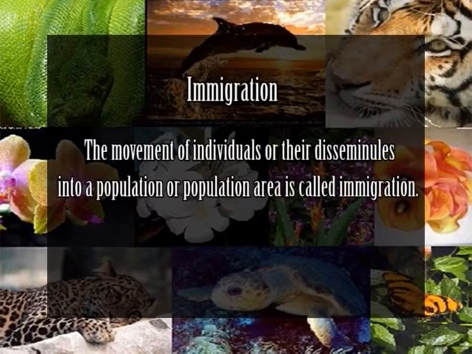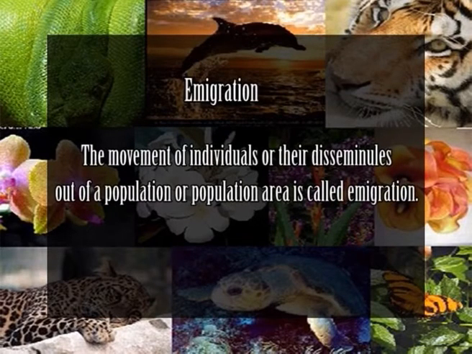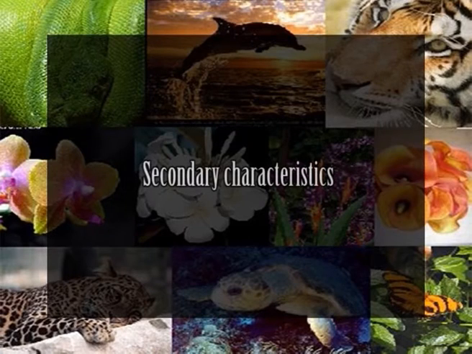Now, the fourth important characteristic of a population is immigration. The movement of individuals or their disseminules into a population or population area is called immigration. It increases population size. Fifth important characteristic of a population is emigration. The movement of individuals or their disseminules out of a population or population area is called emigration. It decreases population size. Now the secondary characteristics.